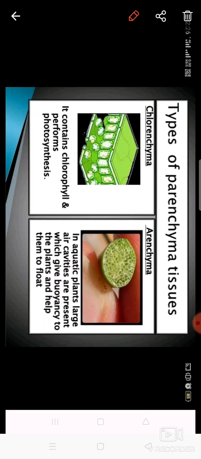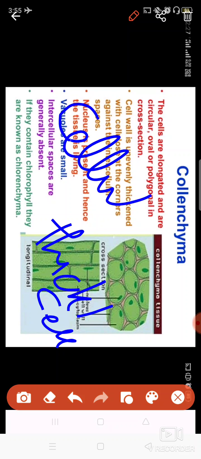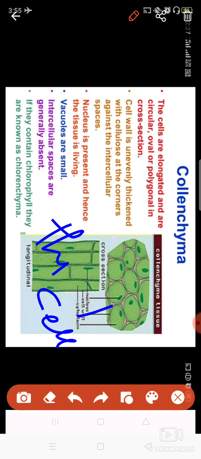So the second one is collenchyma. In collenchyma, these cells are elongated. These are not spherical or oval in shape. These are elongated, and their cell wall is quite thick. This cell wall is made up of cellulose plus pectin.